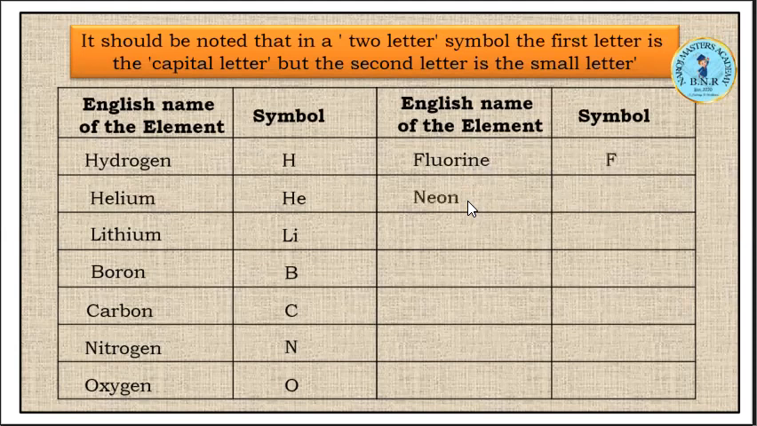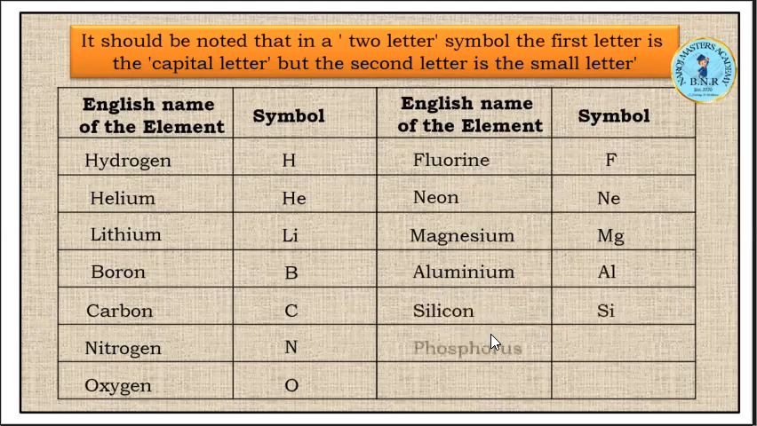Fluorine, F. And then neon, Ne. Not N. For sodium, we give Na. Neon is Ne. And next is magnesium, Mg. And next is aluminum, Al. And next is silicon, Si. And phosphorus, P. And sulfur, S. These are some elements and their symbols.